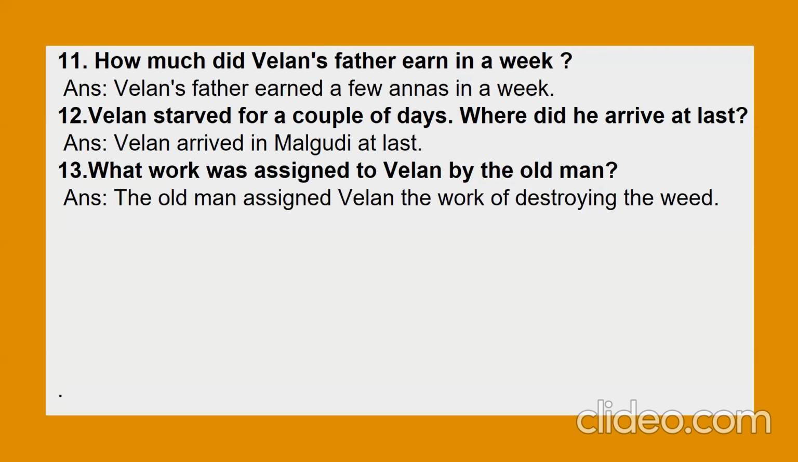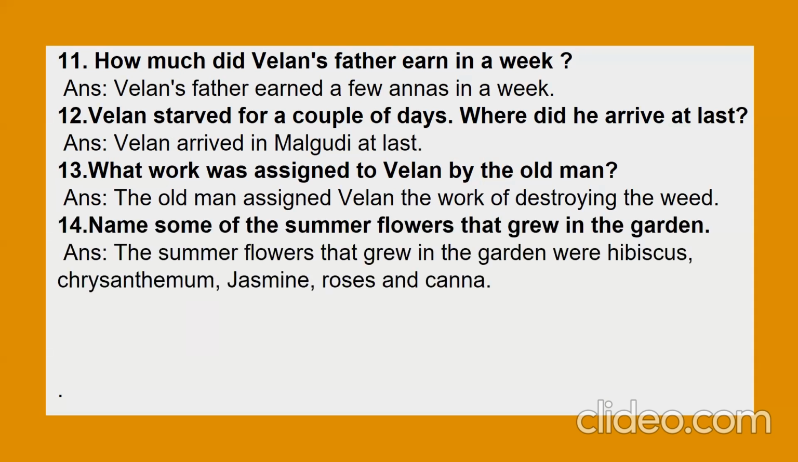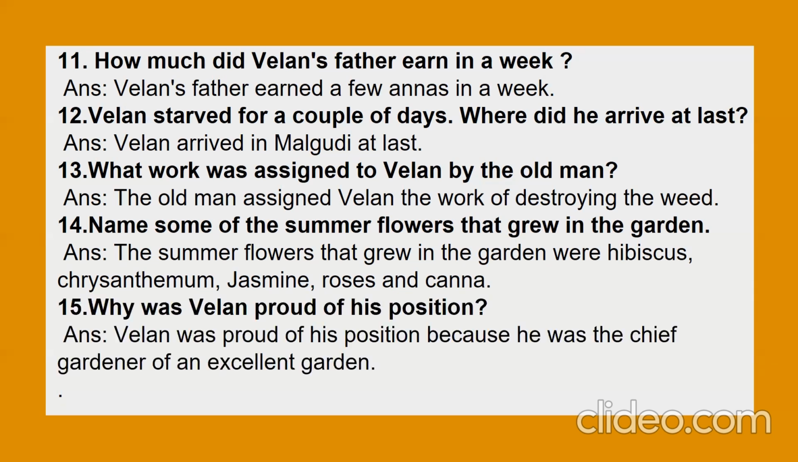What work was assigned to Velen by the old man? The old man assigned Velen the work of destroying the weed. Name some of the summer flowers that grew in the garden. The summer flowers that grew in the garden were hibiscus, cherries, anthemum, jasmine, roses, and canna.